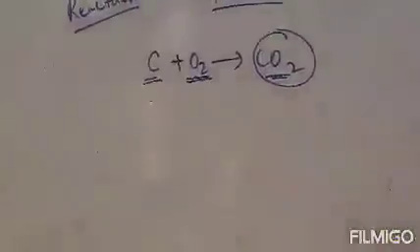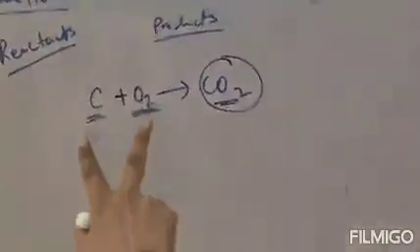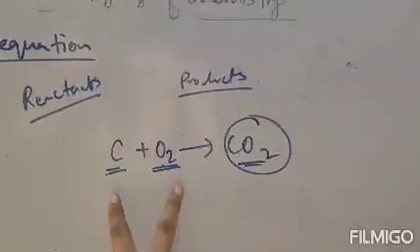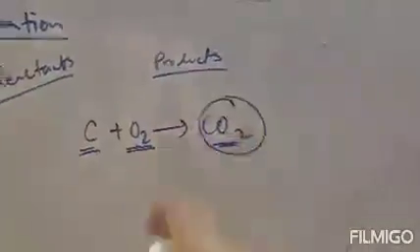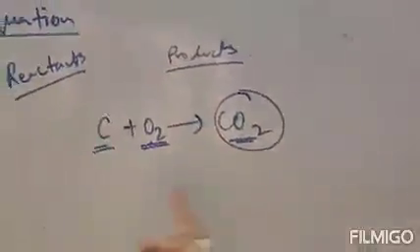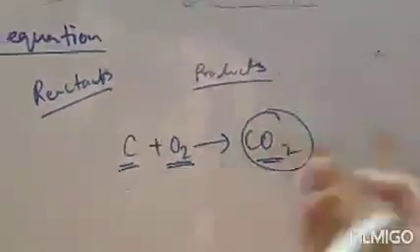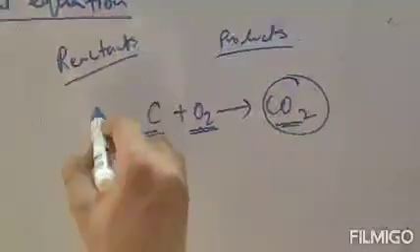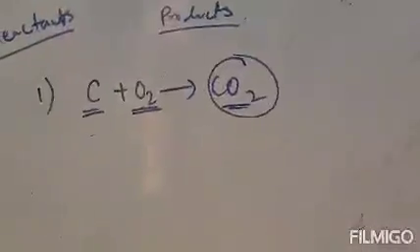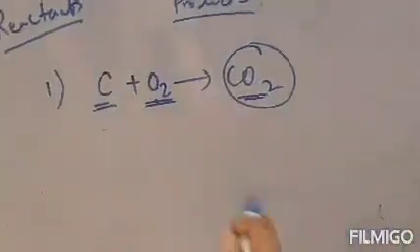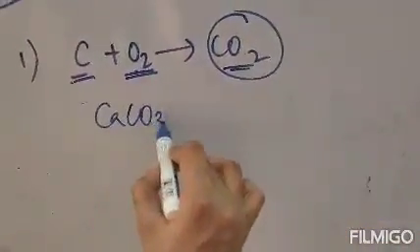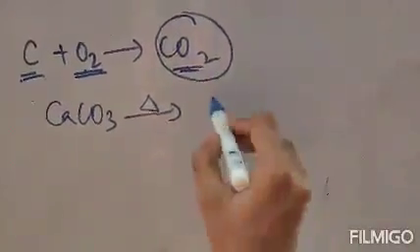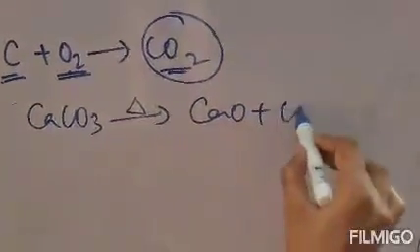Clear? Now chemical reactions may involve two reactants and one product. Chemical reactions or chemical equations may involve two reactants and one product, or one reactant and one product, or one reactant and two products, and so on. Clear? This is the case of two reactants and one product. Suppose a reaction is CaCO3, calcium carbonate. If you heat this compound, it will split into calcium oxide plus CO.